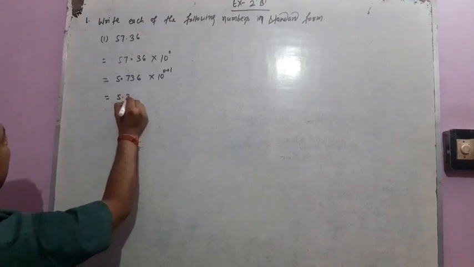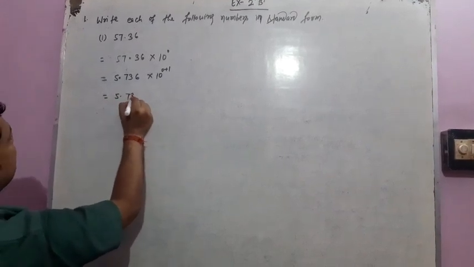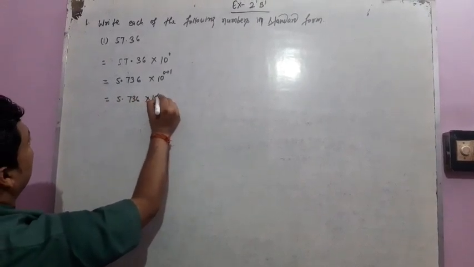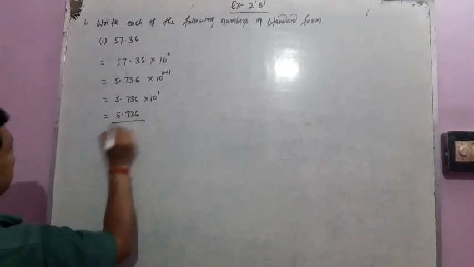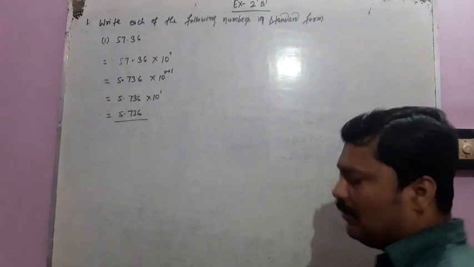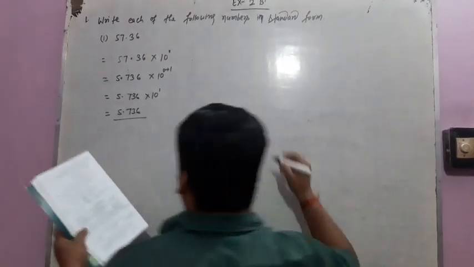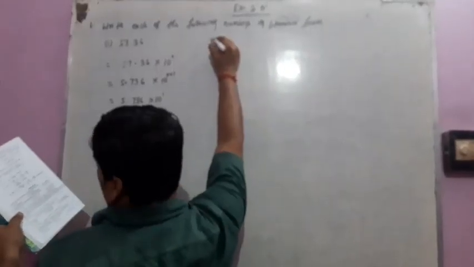The answer will be 5.736 into 10 to the power 1. Very simple. Okay. Look at one more example of question number 1, part 6.